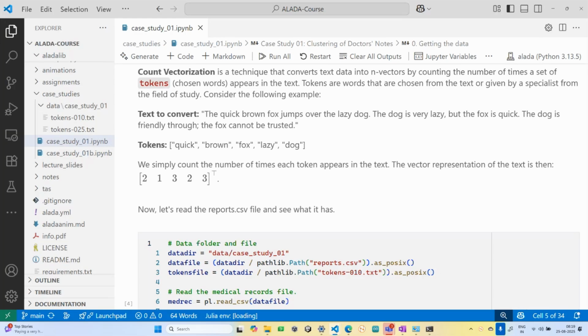A simple approach to see if it works. We'll take the medical reports. Let's say somebody has given us these tokens. Then we will take these tokens and compute the count vectors for each of those reports. Each of them will be an n vector. So now you have m n vectors, where m is the number of reports and n is the number of tokens. You want to cluster these m n vectors into k clusters. That's essentially what we're going to do.